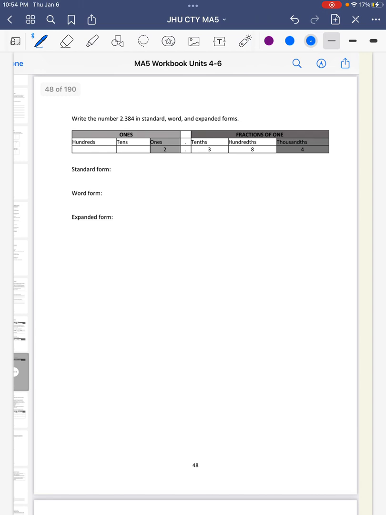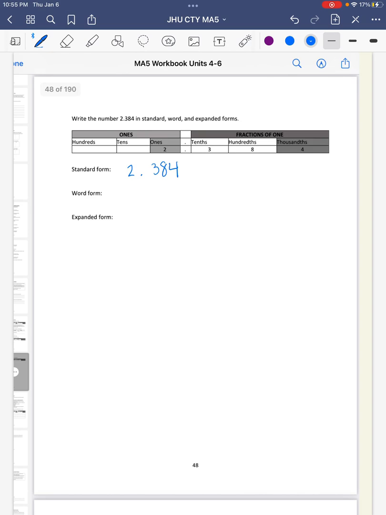Pretty fancy, okay? Standard form is the basic form of any number. Okay, your standard form is how you would see it if it was written out. So this would be 2.384. There's nothing crazy about it. Don't have to do anything extra. That's what standard form means. So it means in numerical form.